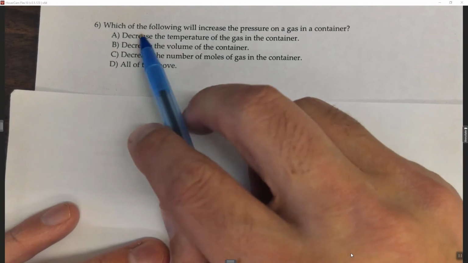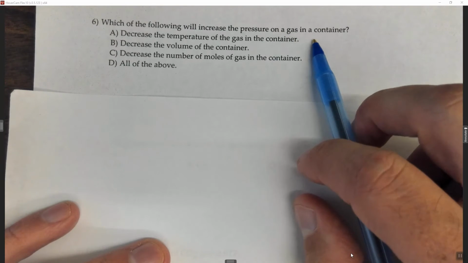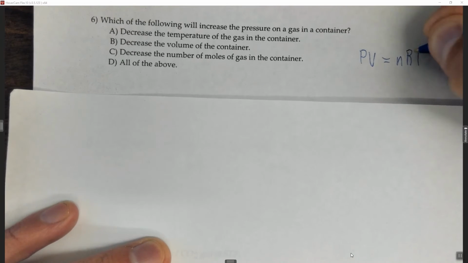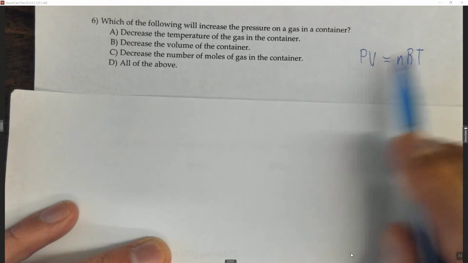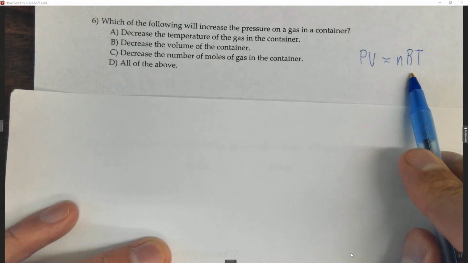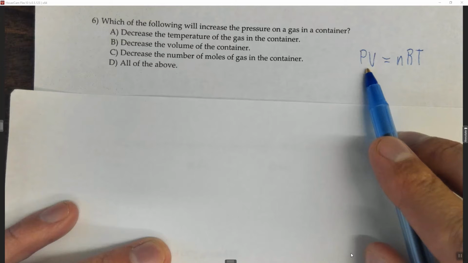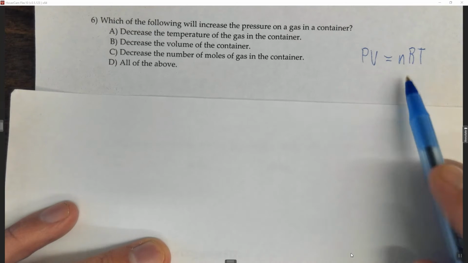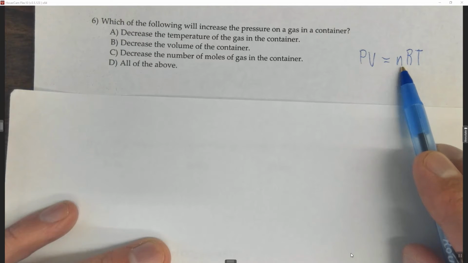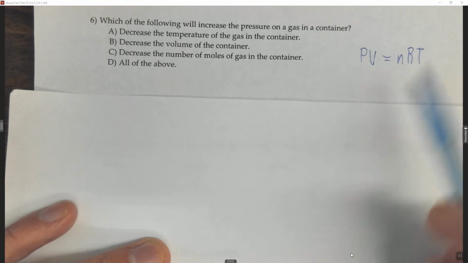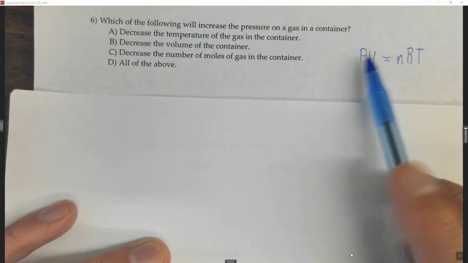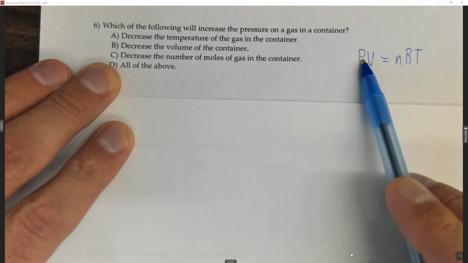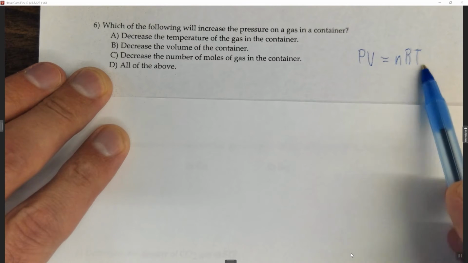All right, number 6 says, which of the following will increase the pressure on a gas in a container? So if we go back to our ideal gas law, PV equals nRT, remember, things that are on opposite sides are directly proportional. Things that are on the same side are inversely proportional. Said another way, if you want to increase the pressure of a gas, you either need to increase the number of moles in the container or increase the temperature. Why? Because pressure is directly proportional with the moles of gas and directly proportional with the temperature. So therefore, if you want to increase pressure, you have to increase one of these two things.